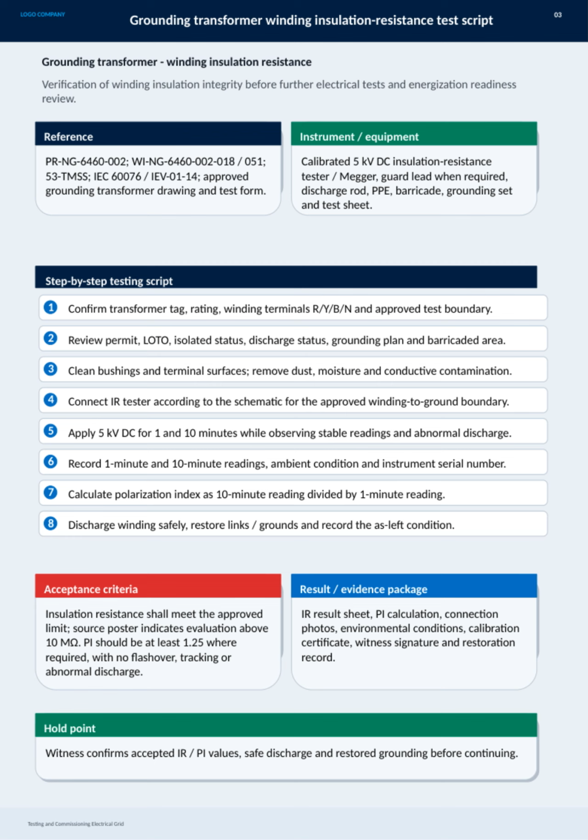The insulation resistance must meet the approved limit, generally above 10 megohms, and the polarization index should be at least 1.25 where required. There should be no flashover, tracking, or abnormal discharge during the test. All results, including the IR readings, PI calculations, connection photos, environmental conditions, calibration certificates, witness signatures, and restoration records, form the evidence package. A hold point is included where a witness confirms the accepted readings and safe conditions before any further steps are taken. This thorough approach ensures the winding insulation is intact and the transformer is ready for energization.